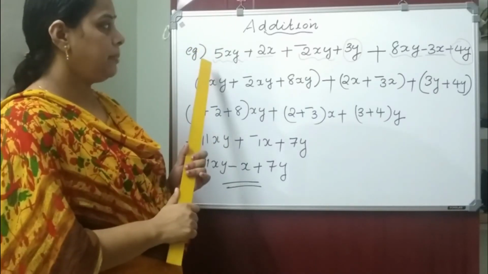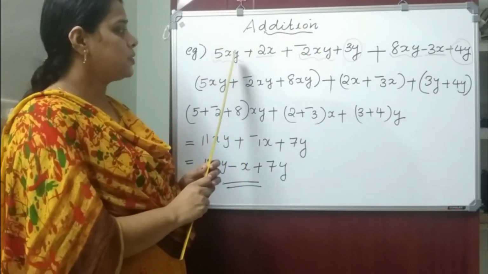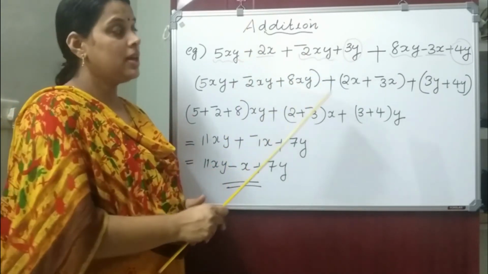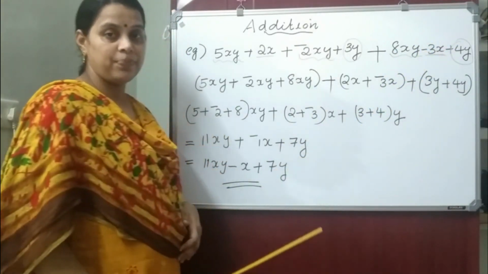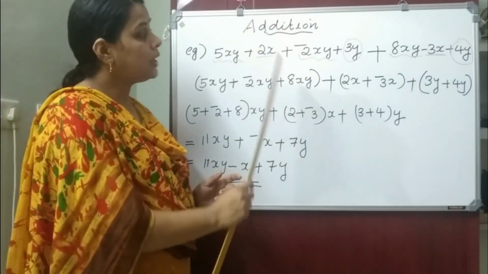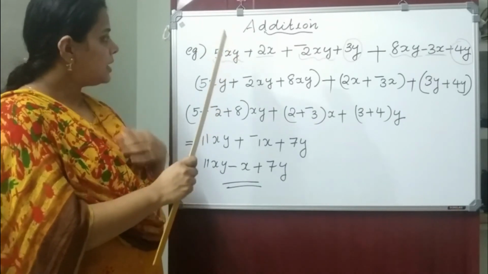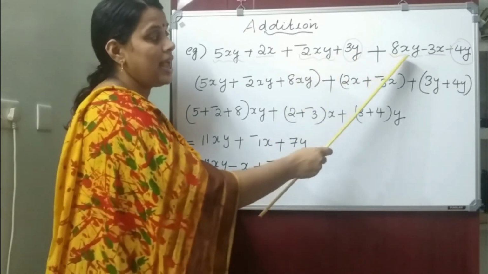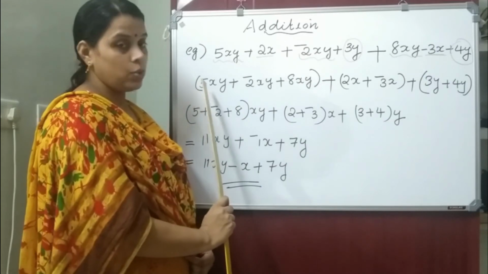Next example, how to add algebraic expressions. First one, 5xy plus 2x. Second one, minus 2xy plus 3y. The third one, 8xy minus 3x plus 4y. How to add these? See, first we need to group all the like terms and rearrange them. Here in the first, 5xy, here minus 2xy, here 8xy. We can take them together. Make a group of these.